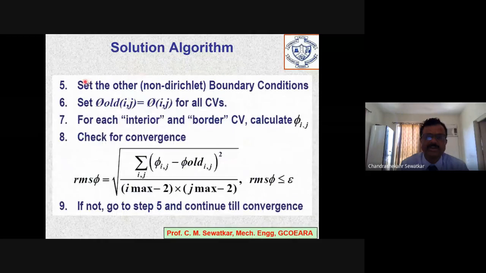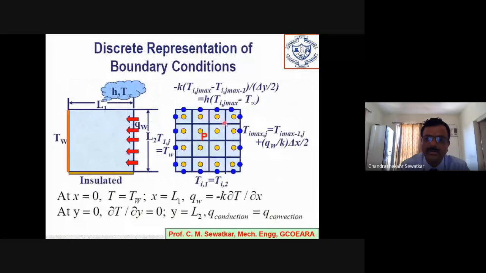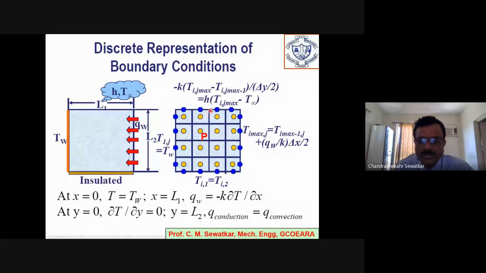Once we set all the boundary conditions and once we give the initial conditions, after that, what has happened? Now we know the temperatures at all the cell centers, including blue and yellow. The temperature at the yellow cell centers is known to us from the initial guess, and the temperatures at the boundaries are known to us from the boundary conditions.